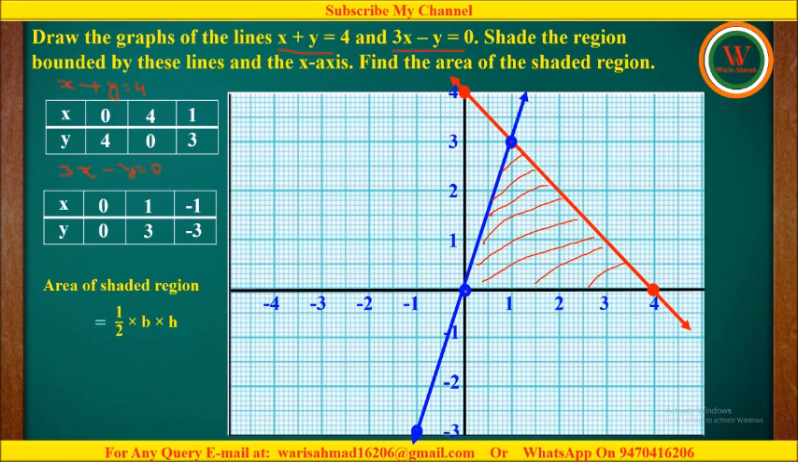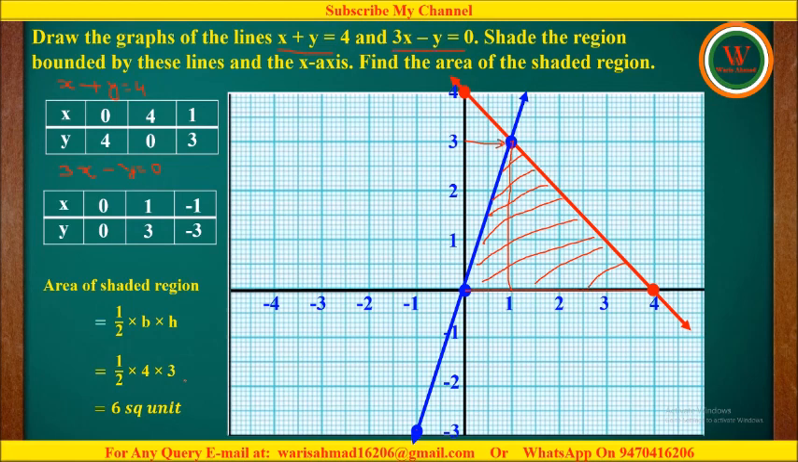Here the base will be from this point, the origin, to this point. So the total distance is 4 units. So in the place of base we can write 4 units, while the height from this point to here, the total height is 3 units. Here we can observe the total height is 3 units. So here we can put 1 upon 2, in the place of base we can write 4, while in the place of height we can place 3. And after solving this one, we get 6 square units.